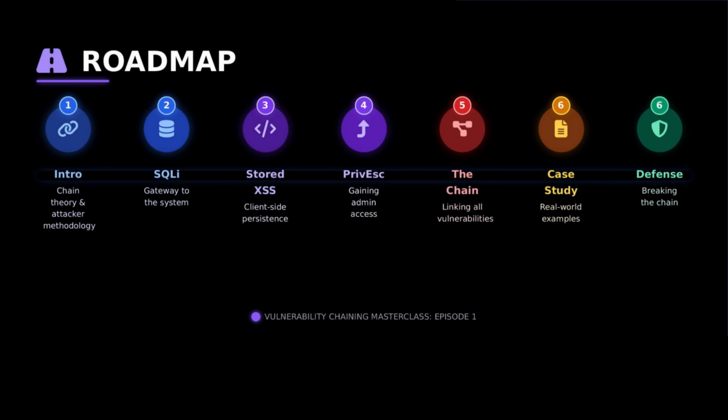Here's our roadmap for the session. We'll begin with the theory behind chaining, then deep dive into SQL Injection, Stored XSS, and Privilege Escalation. After that, I'll connect them together into one powerful chain, show you a real-world case study, and finally, discuss how to break these chains with proper defenses.